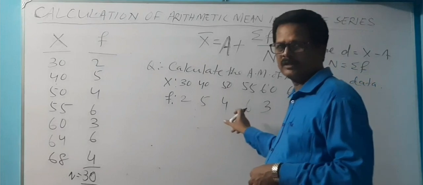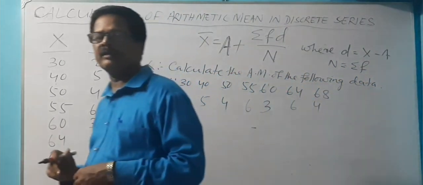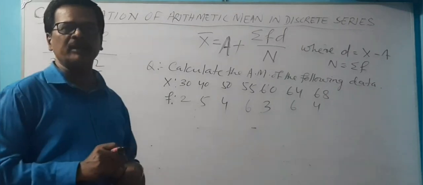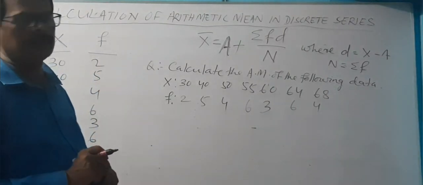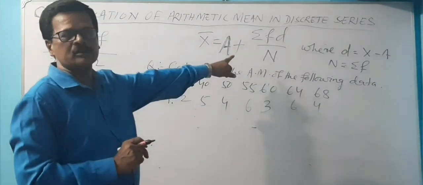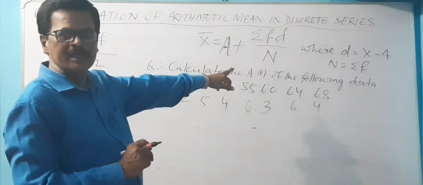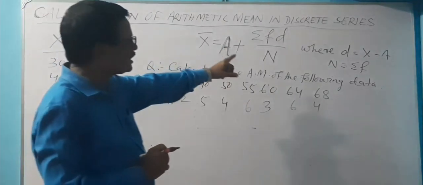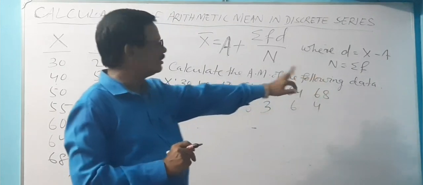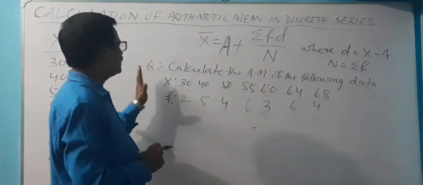This is the question. How to calculate arithmetic mean with the help of the shortcut method. Through the shortcut method, we have to use the formula x bar is equal to a plus summation fd by n, where d is equal to x minus a and n is equal to summation f.